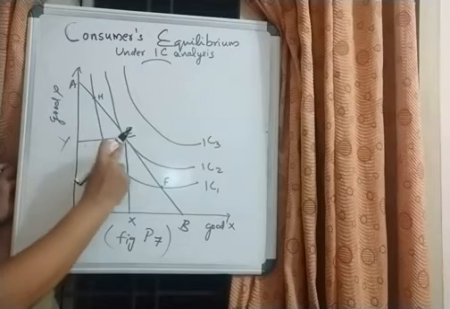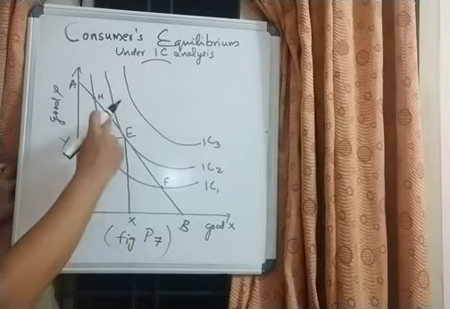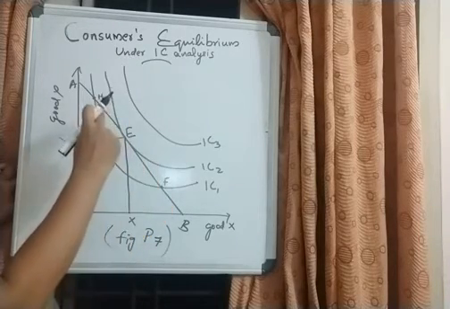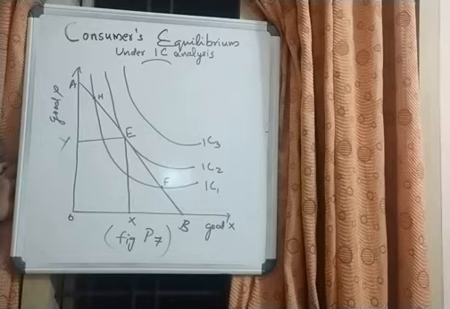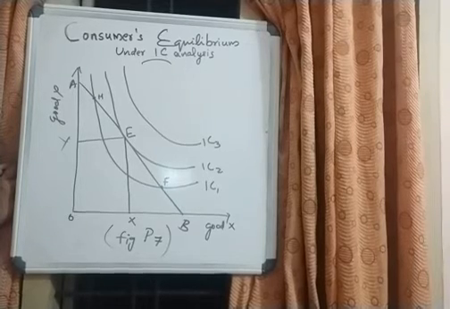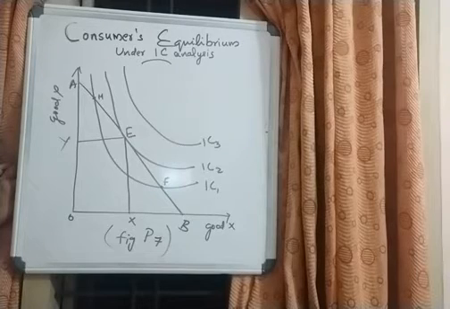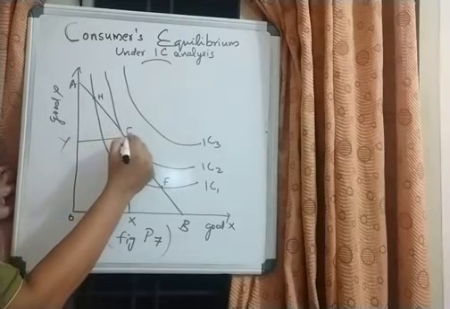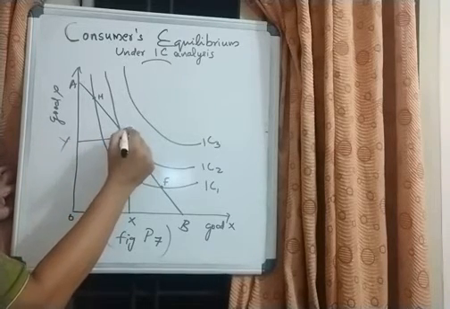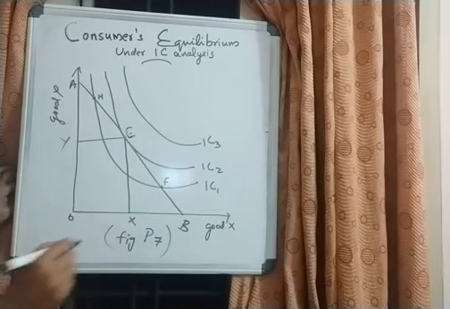The consumer's equilibrium point must lie on the budget line and must give the most preferred combination. That is the highest possible indifference curve the consumer can attain within his budget limit. Here, consumer's equilibrium is E, which lies on the budget line.